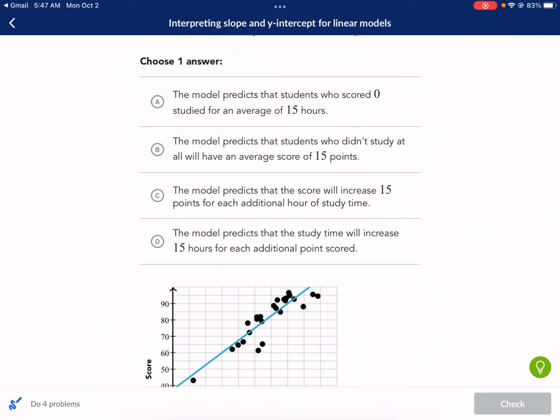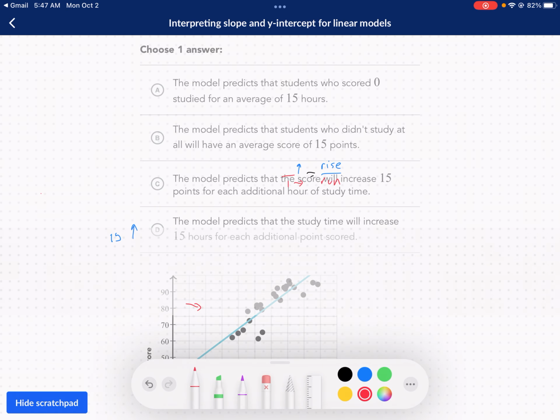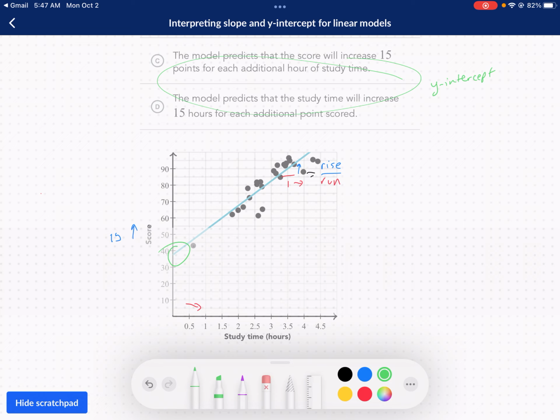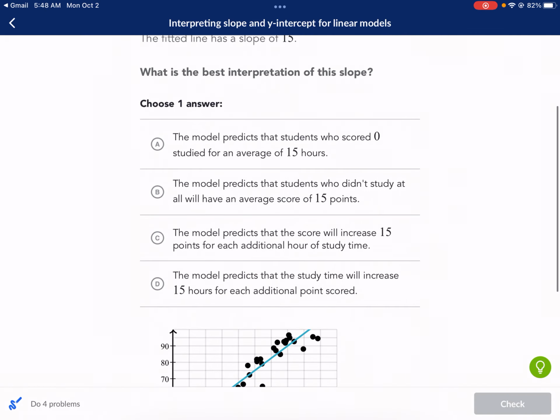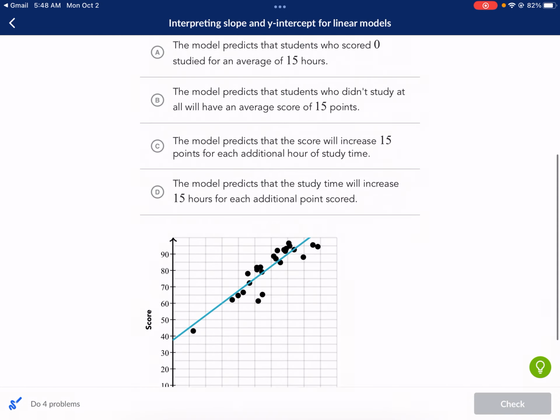The model predicts that students who scored 0 study for an average of 15 hours. So this is the y-intercept it's talking about. It's not talking about the slope, and the problem it gave was talking about the slope. This is specifically referring to the y-intercept, which I like to call the starting point. So if we're interpreting this graph here, our starting point is the y-intercept, which is right here. A score of 39 would be associated with 0 hours studying. Okay, so they have it kind of backwards. It's not 15 hours, it's 0 hours with a 39 score.